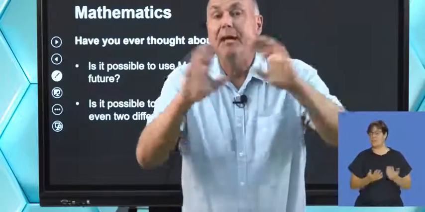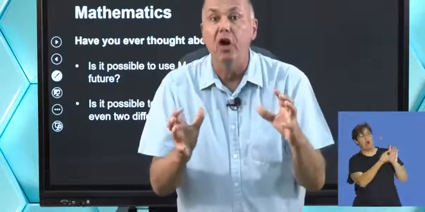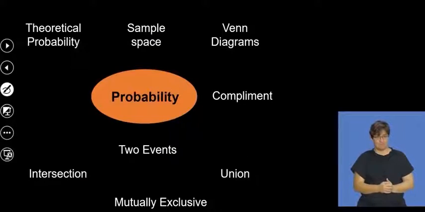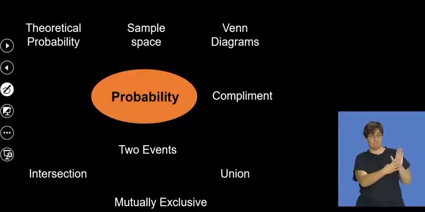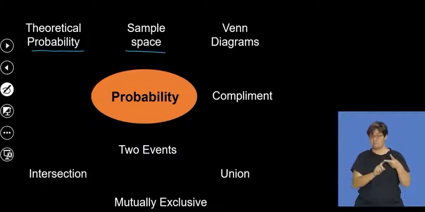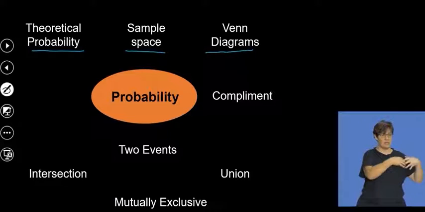So let's get a big picture idea by going through a concept map of all you need to know about probability. So in our concept map here, we're going to be covering certain things. We're going to be looking at the idea of theoretical probability. We're going to be looking at what a sample space is and how we can represent that sample space into different events or different sets, which we call Venn diagrams.